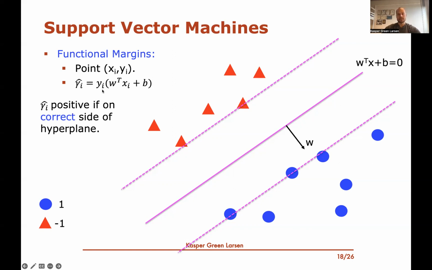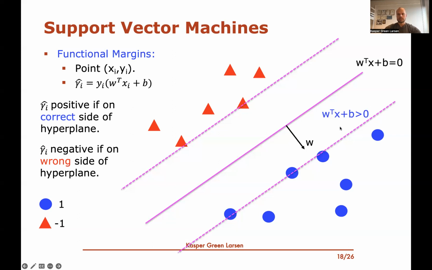So their product is in particular going to be positive in this case. On the other hand, if the sign is opposite between the label yi and this prediction here, then the prediction you would make would be wrong, and the product of the two would be negative, because they're either +1 -1 or -1 +1. So functional margins, we like them when they're positive, right?